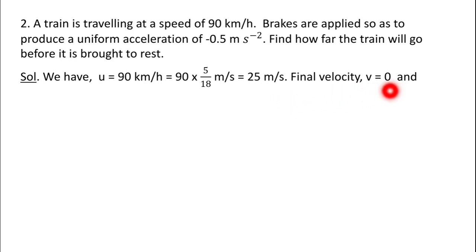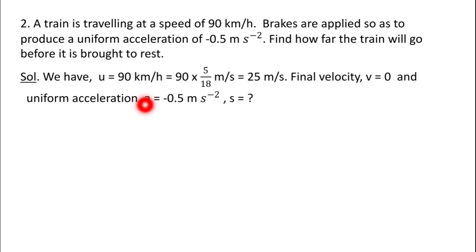And final velocity is given as 0. Why? Because the train is brought to rest. It comes to rest, it means its final velocity is 0. And again, uniform acceleration is given as minus 0.5 meter per second square. And we are asking for how far the train will go before it is brought to rest. It means how much distance does it travel before it is brought to rest.